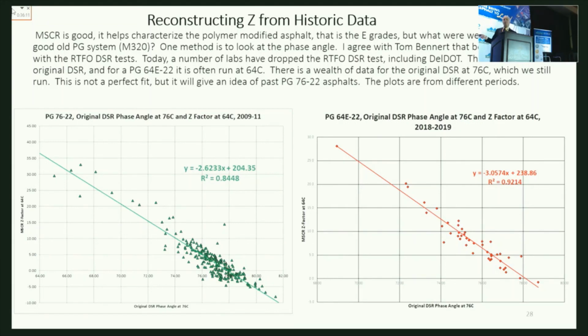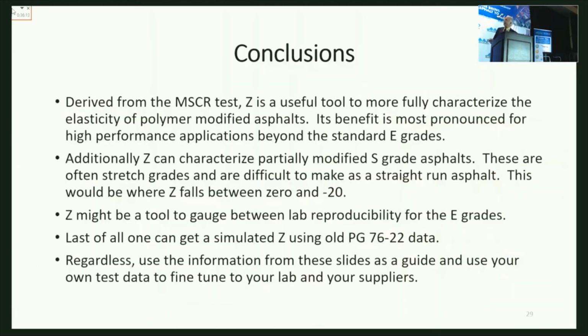Am I running out of time? Okay. Conclusions. We'll do the conclusions real quick. Z is derived from the MSCR test. Additionally, Z can characterize partially modified grades as I went through. It can be a tool to gauge difference between laboratories, and you can use it, as with the phase angle, to sort of look at your old data.